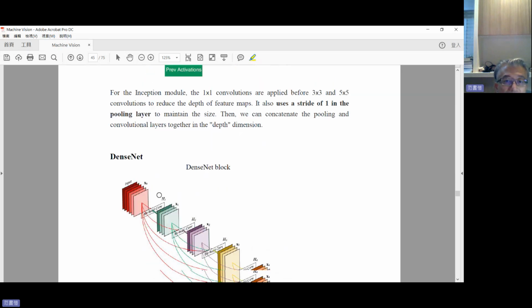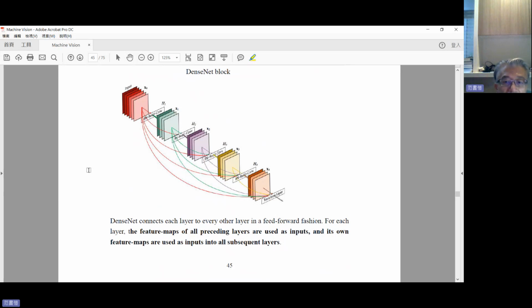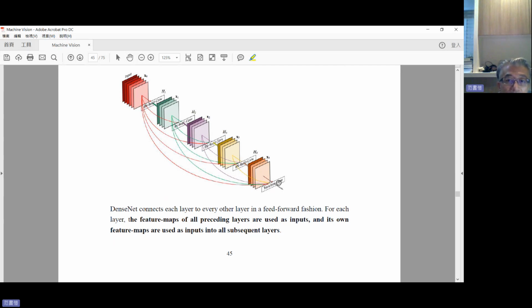So for the DenseNet, it connects each layer to the remaining layers in a feed-forward fashion, like 1 to 2, 3, 4, 5, 2 to 3, 4, 5, 3 to 4, 5, and 4 to 5, and so forth. So the feature maps of all preceding layers are used as an input, and its own feature map is used as an input to all the subsequent layers. That's called the DenseNet. So this is complicated. More hyperparameters need to be estimated.